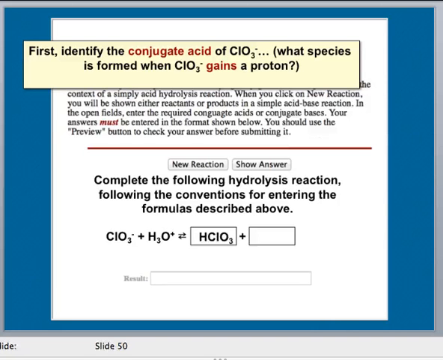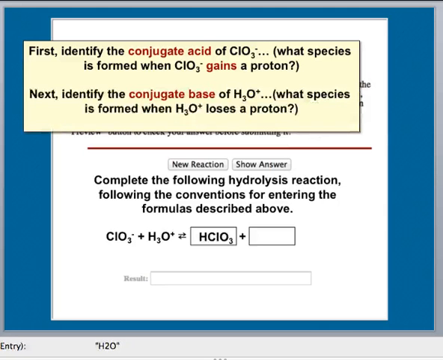Our second part here, this is our Bronsted acid, isn't it? Bronsted acid is going to lose a proton to form its conjugate base. If hydronium loses a proton, what does it form? Water. Simple acid-base equilibrium. Chlorate, hydronium, chlorous acid, and water.